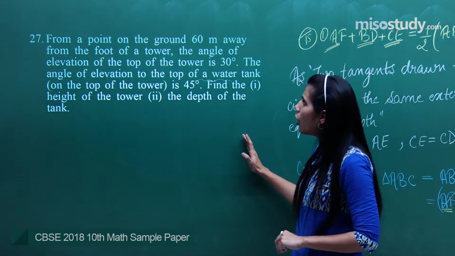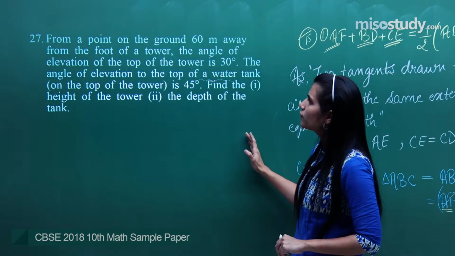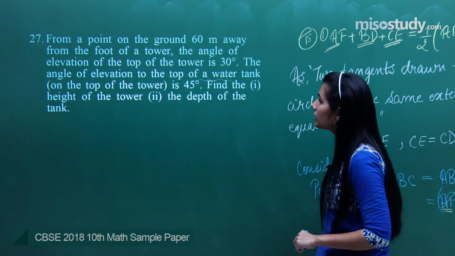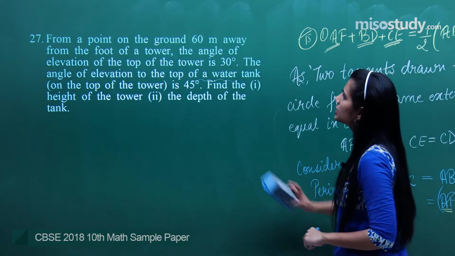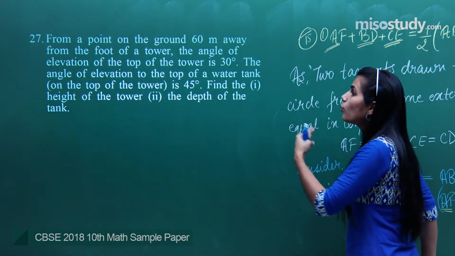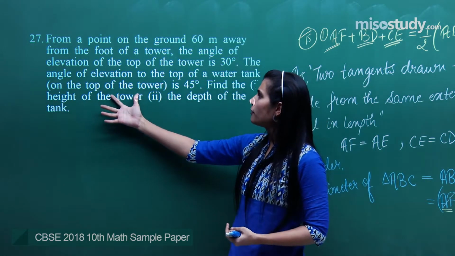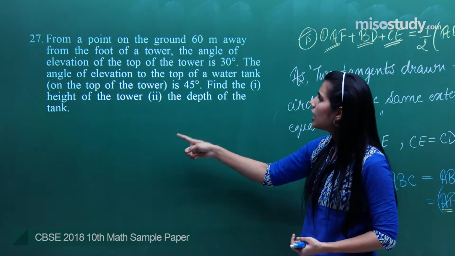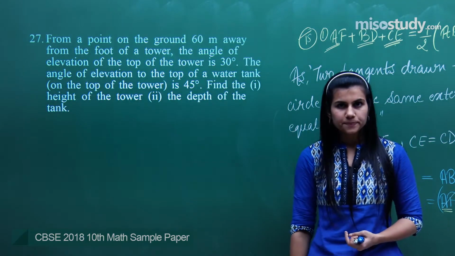From a point on the ground 60 meters away from the foot of a tower, the angle of elevation of the top of the tower is 30 degrees. The angle of elevation to the top of a water tank on the top of the tower is 45 degrees. Find the height of the tower and the depth of the tank.